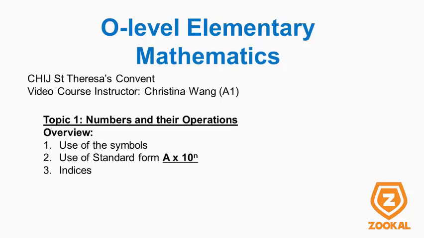I'm Christina, and I studied at CHIJ St. Teresa's Convent and Catholic Junior College, where I did my O and A levels respectively. I scored A1 for both my elementary math and additional math, and also an A in my H2 mathematics. I have been giving elementary math tuition since 2013, so I have a great understanding of the common mistakes that students usually make, and also the topics that they struggle in. Hence, in this course, I have selected those that are important for students to take note of.